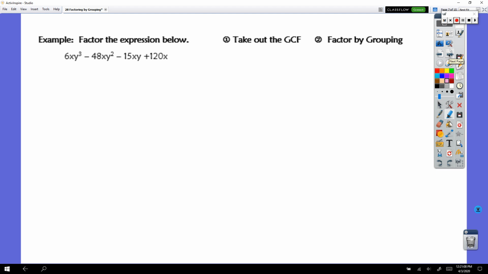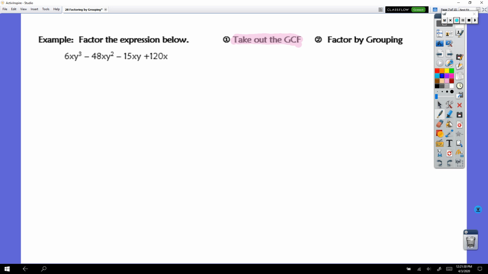Okay, and our next problem here that we're going to be looking at is a factoring problem where we're going to do two kinds of steps. First, we're going to be looking for our GCF, and then we're going to be doing our factoring by grouping. So let's give this a try, please.